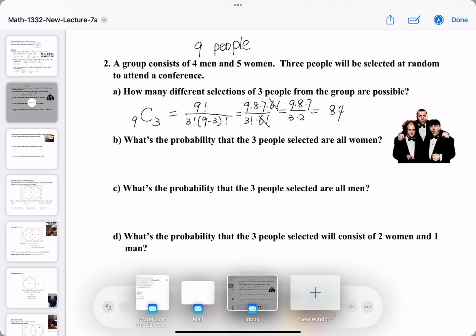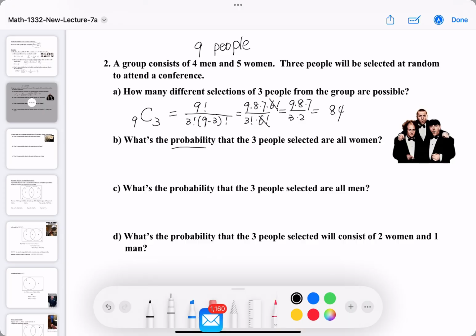Okay, number B. What is the probability that the 3 people selected are all women? So we are looking for the probability. We're using the formula P of E equals N of E divided by N of S. The number of outcomes in the sample space is how many different selections of 3 people from the group are possible. Randomly select 3 from 9 people. So the denominator is 9C3, or you just put 84 there.